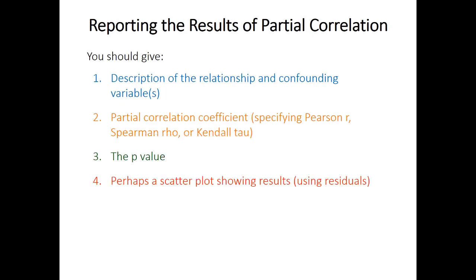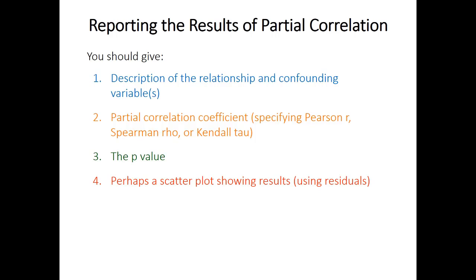So to report the results, you should describe the relationship you're assessing, including the confounding variables. For semi-partial correlation, you should explain which one of the main variables you think is being influenced by the confounding ones. Now, if you're writing a research paper, this might require a few sentences or some explanation, to provide the background and the justification.